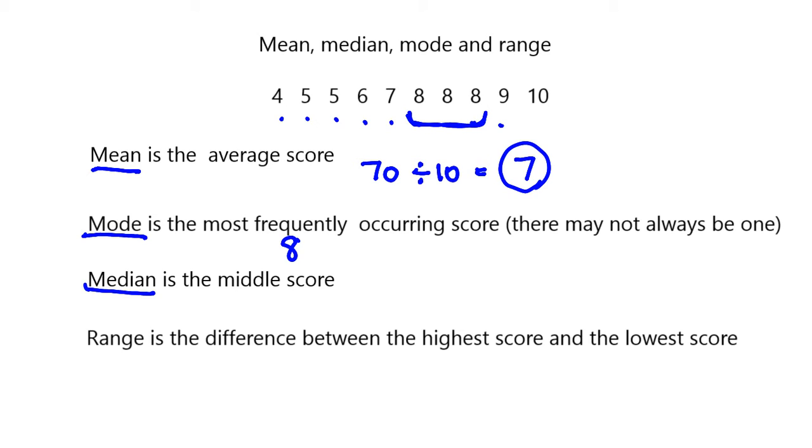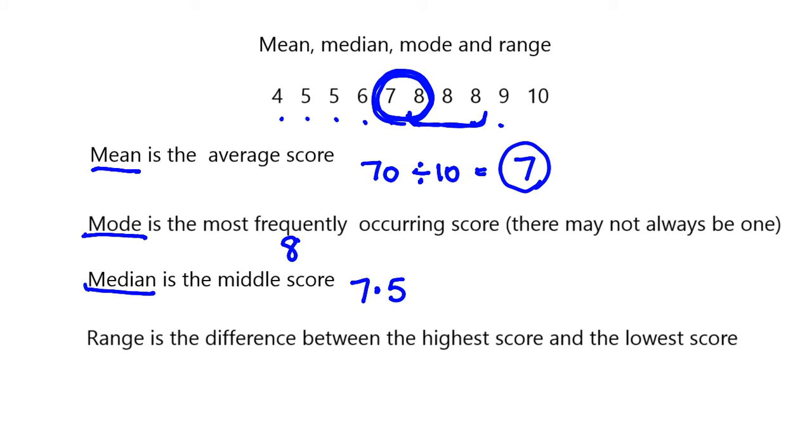Now, when we have an even number of scores, as we do here, we've got 10, there won't be one number that's in the middle, there'll be actually 2, and it'll be the 5th and the 6th number. So the median, we just have to take the mean of those two scores. That is, we add up 7 and 8 to give 15 and divide by 2. So our median is 7.5.